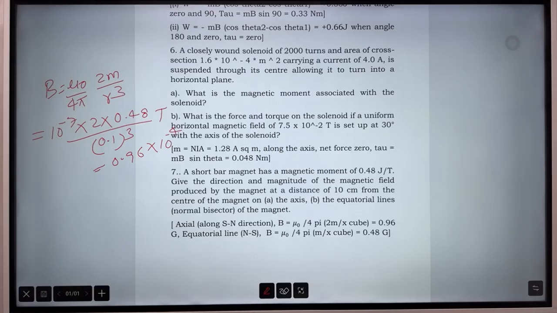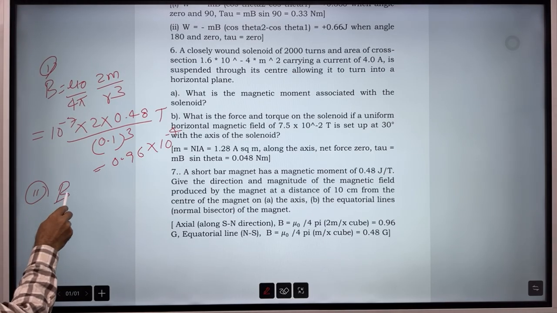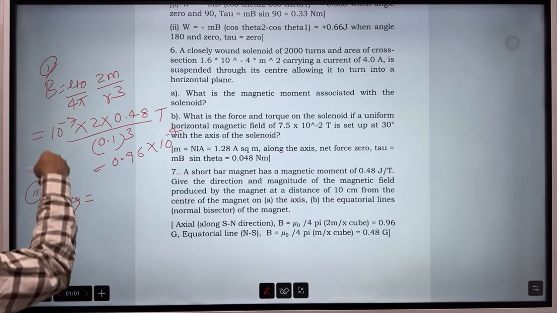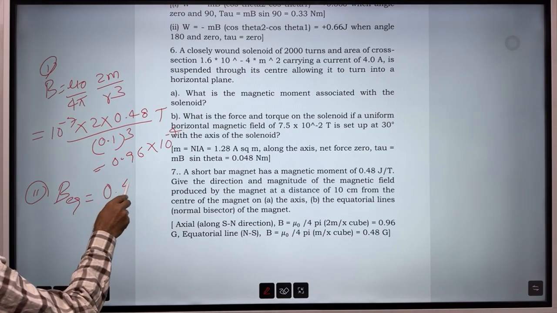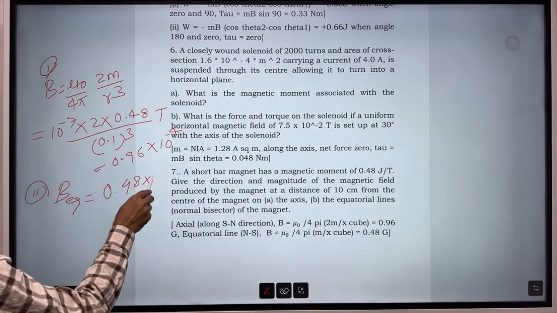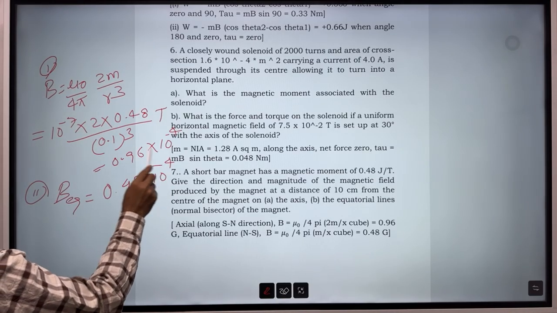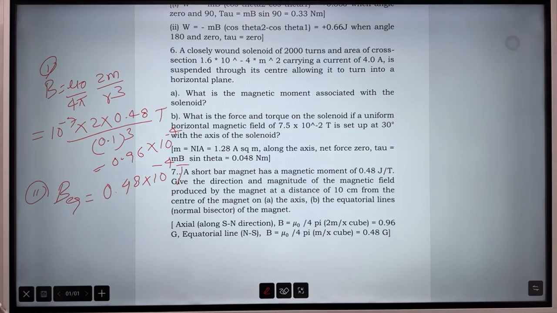And then comes the second part. This was for the axial point. Now we take the equatorial point. On the equatorial point, it will be half of this value, whatever value it is, and its direction will be just opposite. So you can directly write 0.48 × 10^-4 tesla, right?